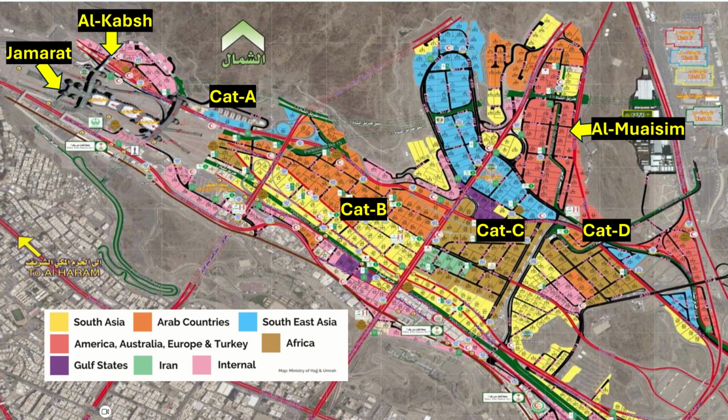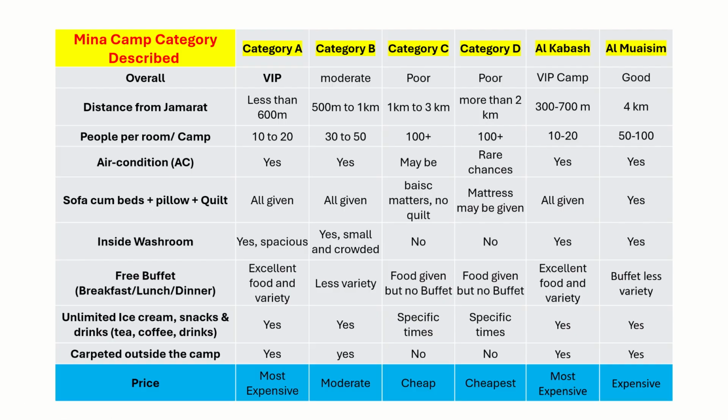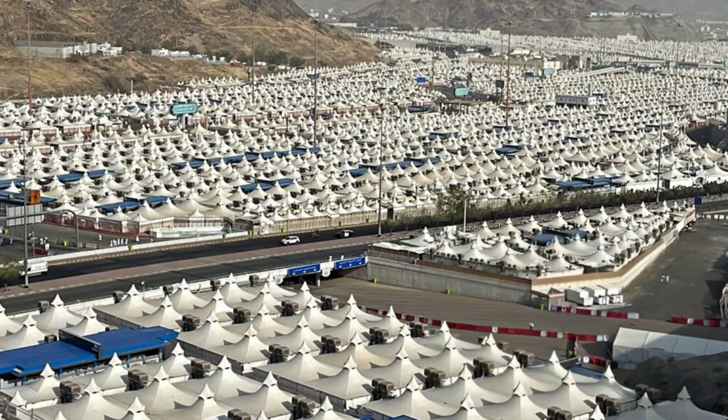Here I have mentioned the categories, depending on which camp or category you are getting. Category A are usually very near to Jamarat, category B are a bit apart, and category C are farther than that. Al Muaisim, which is usually category C, are here, near the slaughterhouse. I have a separate video where I explain all about Mina tents and Mina camps and the comparison, and this is the sheet. I won't be going into this detail here. You can watch my video, which will be in the comments, where I have given the full comparison about the camp categories in Mina.